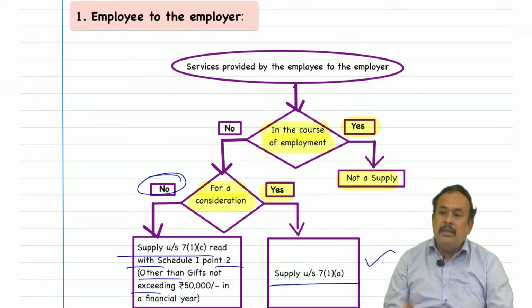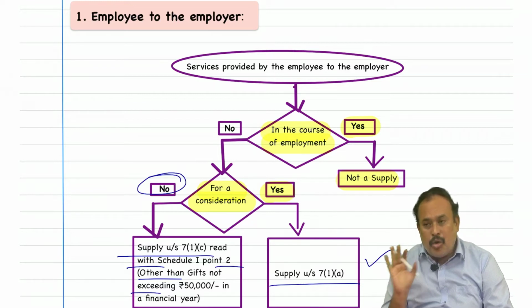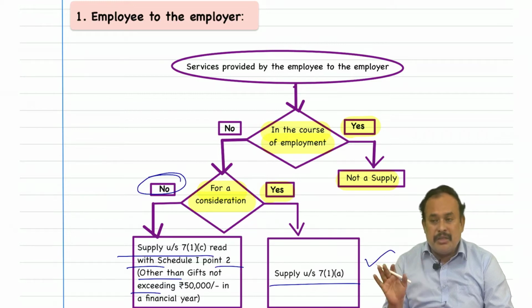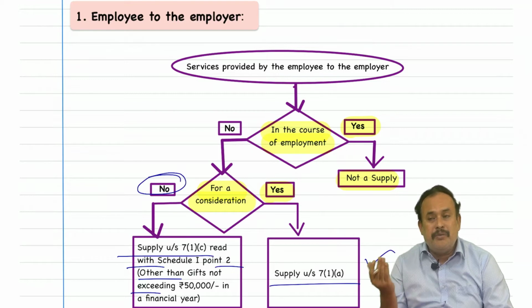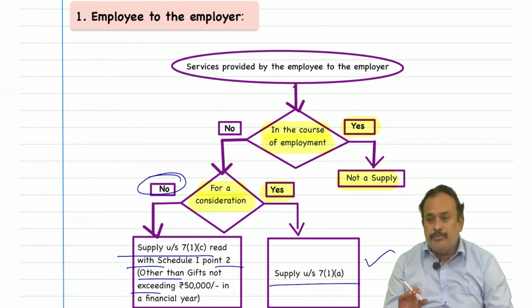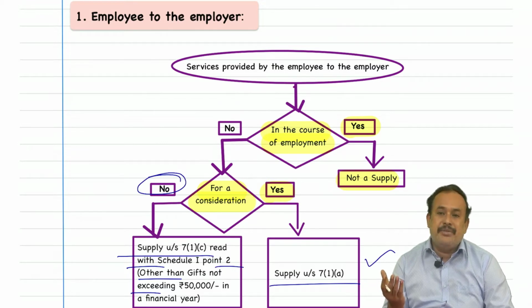Repeating again, services provided in the course of employment, not for consideration. In that case, employer and employee are related parties, therefore Schedule 1 will apply. Point number 2, accordingly it is a supply, my dear friends. Got the clarity, my dear?